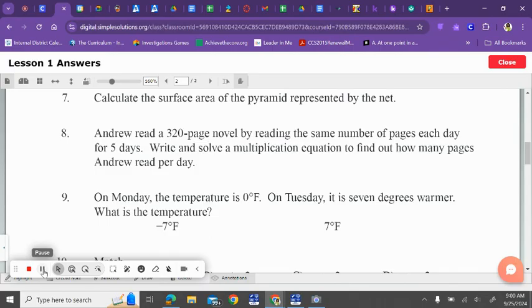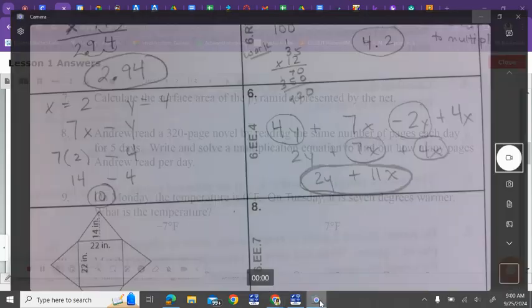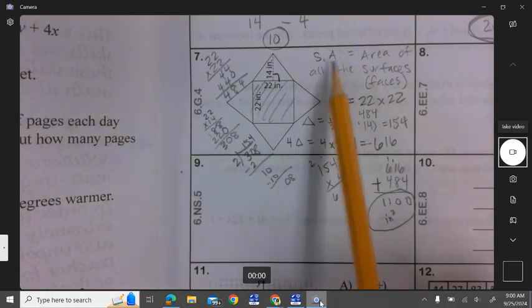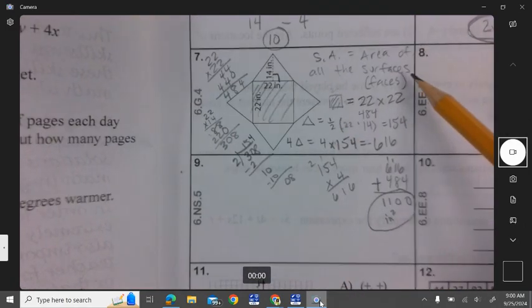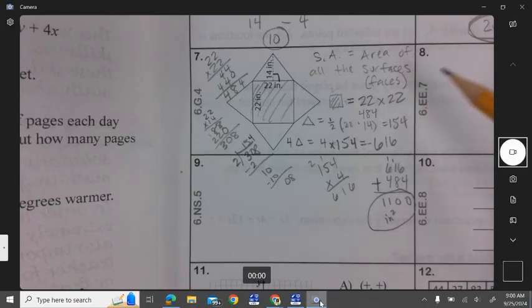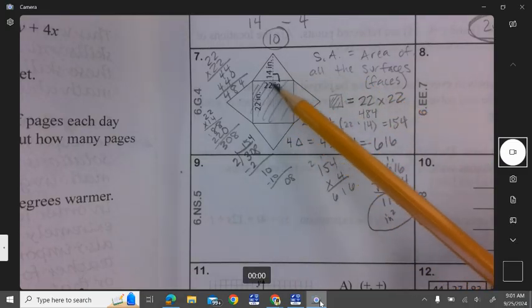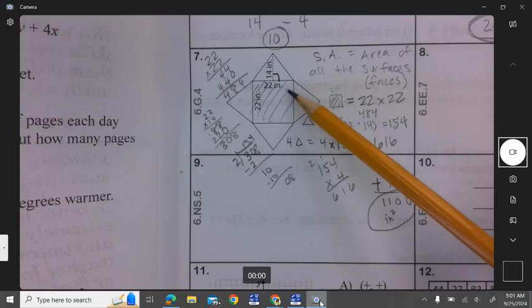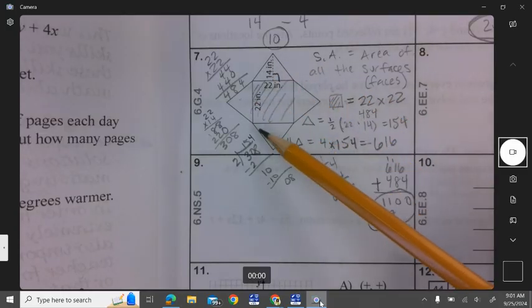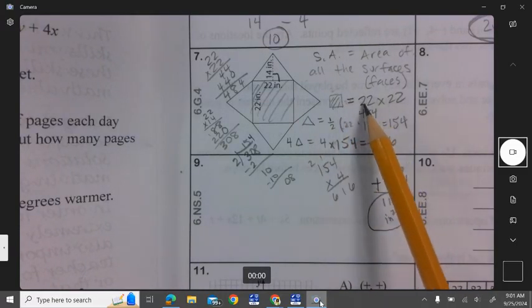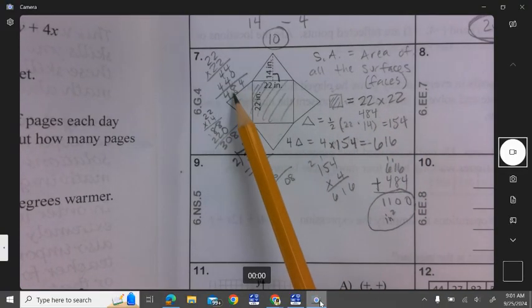They want to know the surface area of the picture, so in order to look at that, it was quite a bit of work. Surface area is just the area of all the surfaces, which is all the faces. When you have a 3D shape, each surface is called a face. If you look, you have two different shapes. You have a 22 by 22, which is a square. Then the other shapes around it are triangles. The area for a square is length times width, which is 484. The work is over here.